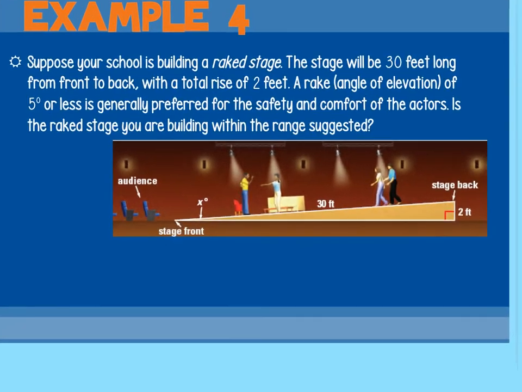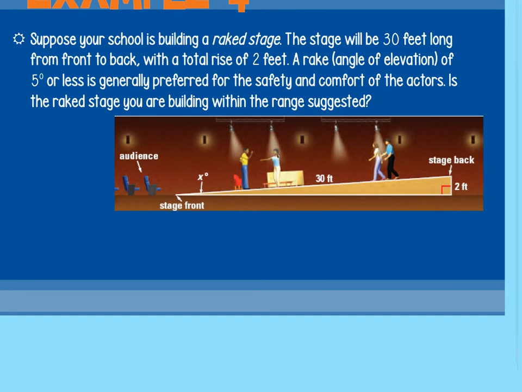So here I've got a stage being built, and the picture actually shows you, here's the stage front, here's the stage back. It says that the total rise is 2 feet, so here's my vertical distance of 2 feet, and the stage is 30 feet long. That's the hypotenuse of this triangle. It wants to know if this angle here, my angle of elevation, is 5 or less. So I need to know if what I get for my angle is equal to or less than 5 degrees.